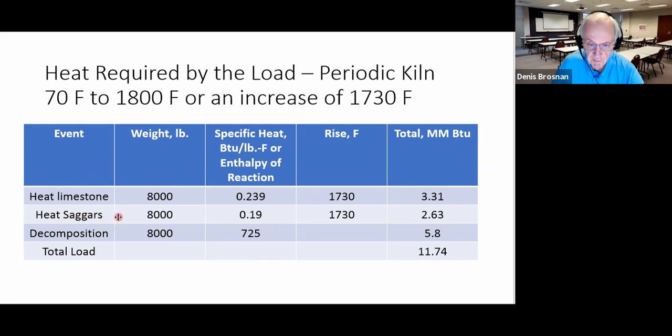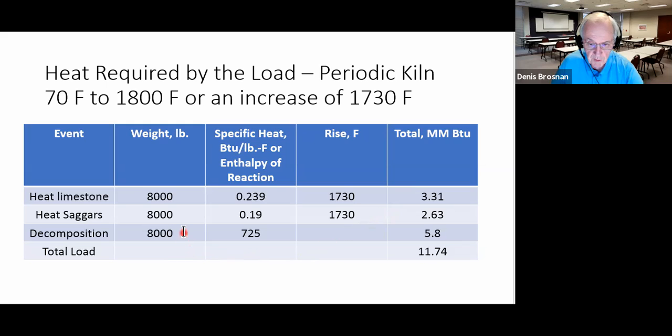We're going to have to heat the saggers. That's what's holding the limestone. So we've got 8,000 pounds of them, 100 pounds of sagger. Probably chose that to make the calculation pretty easy. Specific heat of 0.19 times 1730 degrees Fahrenheit. That turns out to be 2.63 million BTUs to heat the saggers.